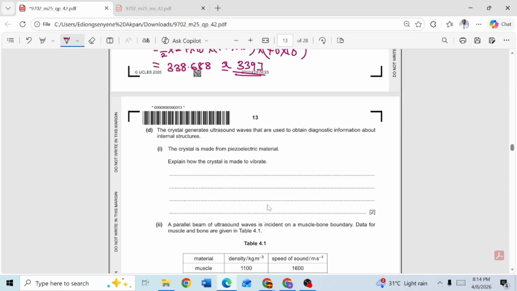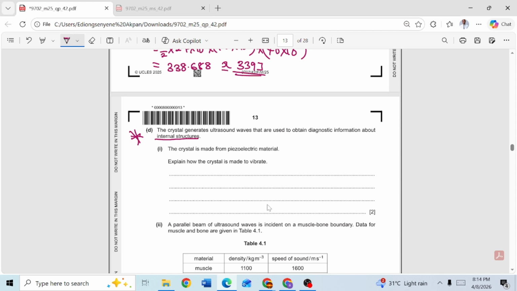Let's look at G. This question is an extract from medical physics. A crystal generates ultrasound waves that are used to obtain diagnostic information about internal structures. The crystal is made from piezoelectric material. Explain how the crystal is made to vibrate.